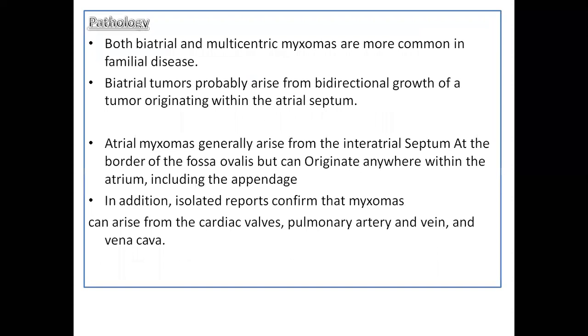Regarding the pathology of myxoma, both biatrial and multicentric myxomas are more common in the familial form and probably arise from bidirectional growth of the tumor originating from the atrial septum. They generally arise at the border of the fossa ovalis, but can originate anywhere within the atrium, including the appendage. In addition, isolated reports confirmed that myxoma can arise from the cardiac valves, the pulmonary artery and veins, and the vena cava.